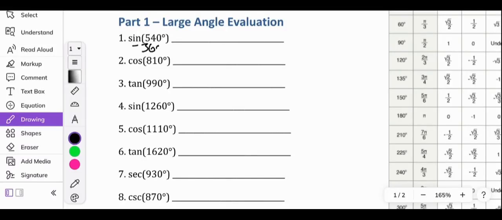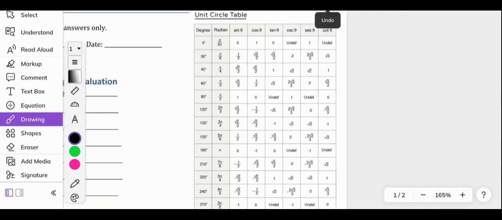So first we start with sin 450, then we need to subtract 360. This results in sin 180, which if we look at the unit circle chart we see that sin 180 is 0.